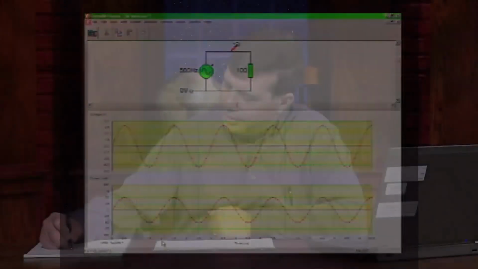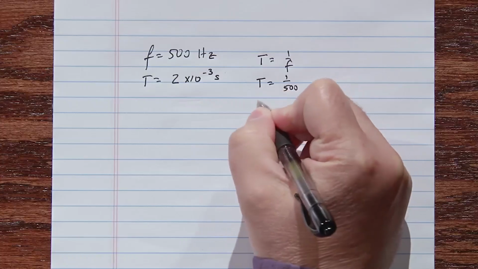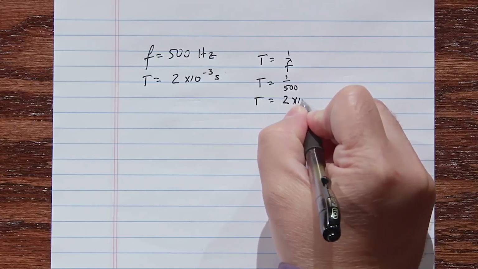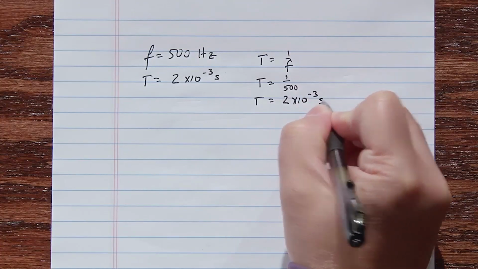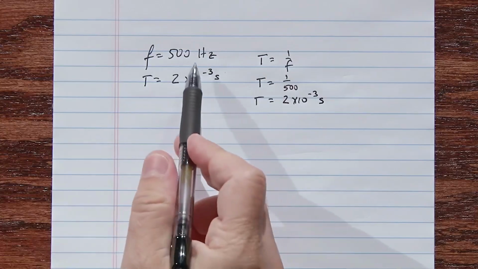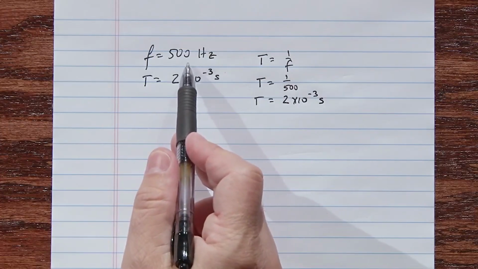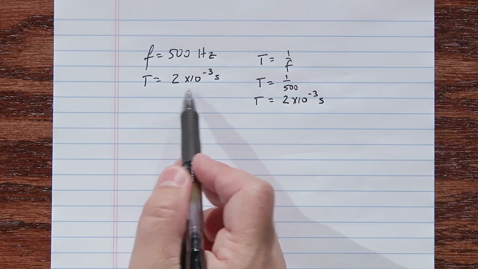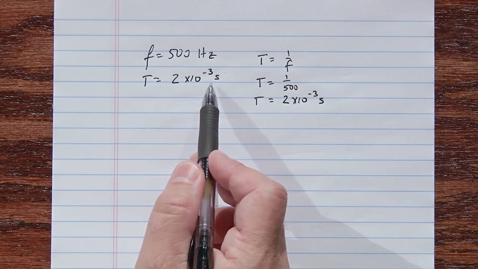Let's check that. The period is 1 over 500. And 1 over 500 is 2 times 10 to the -3 seconds. So 500 oscillations per second, or 500 hertz, is consistent with a period, or a time for a complete oscillation, of 2 times 10 to the -3 seconds.